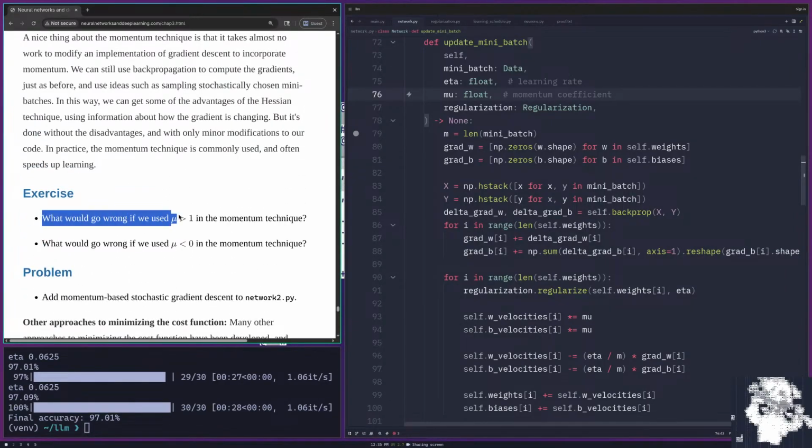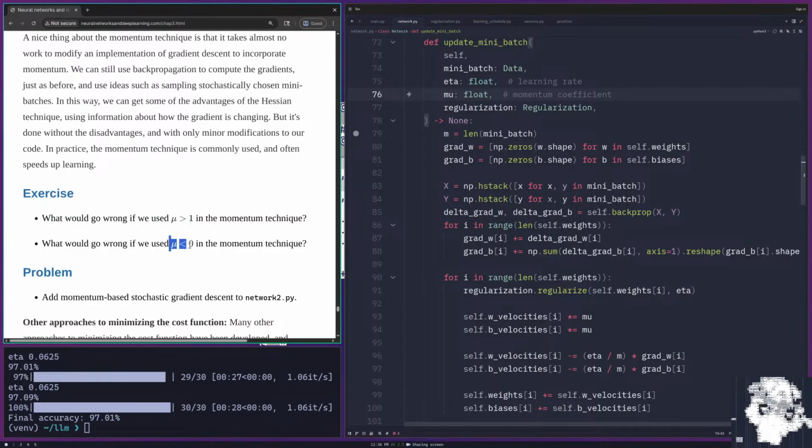Exercise. What could go wrong if we used mu greater than 1 in the momentum technique? You would exceed the speed of light. You'd build up more and more and more speed even when there's no gradient, because you'd just be continuing to grow your velocity.